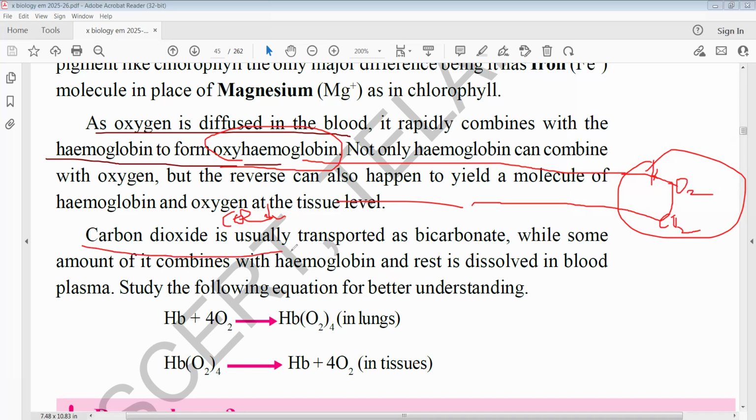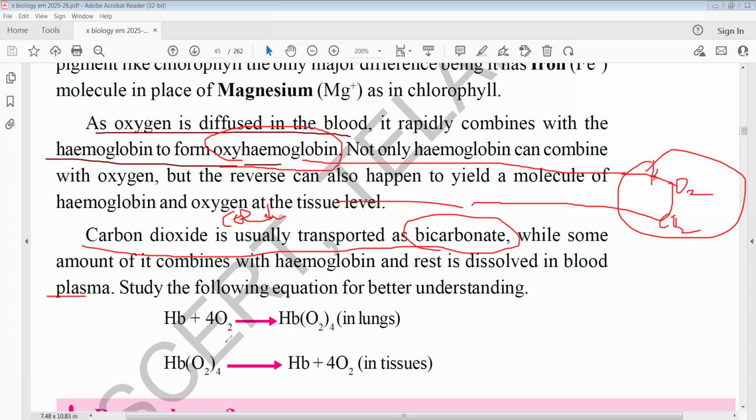Carbon dioxide is usually transported as bicarbonate, while some amount combines with hemoglobin and some is dissolved in the plasma. So carbon dioxide is mostly transported in the blood as bicarbonate, that is HCO3 minus. It forms ions like that. So carbon dioxide is transported in the form of ions, that is bicarbonates.